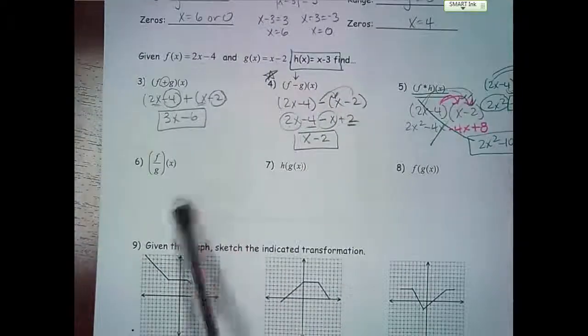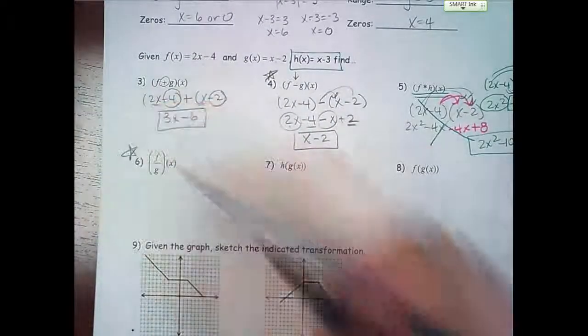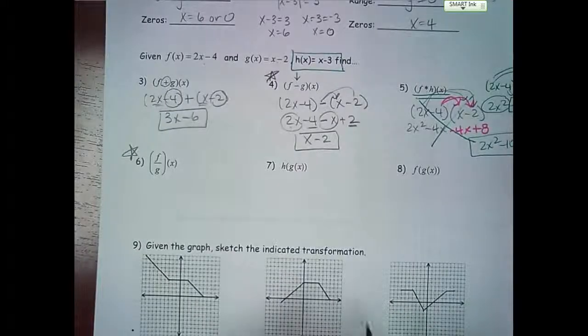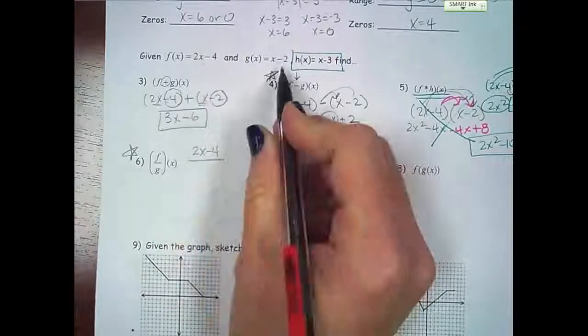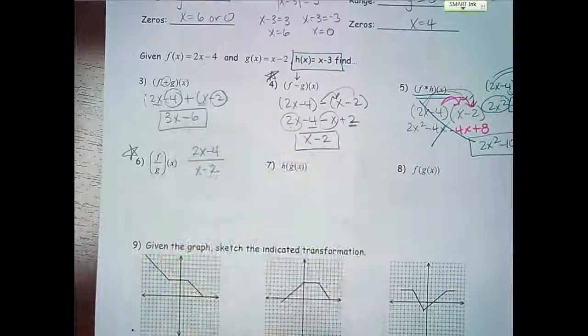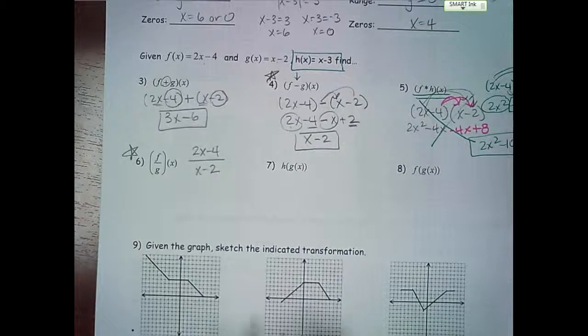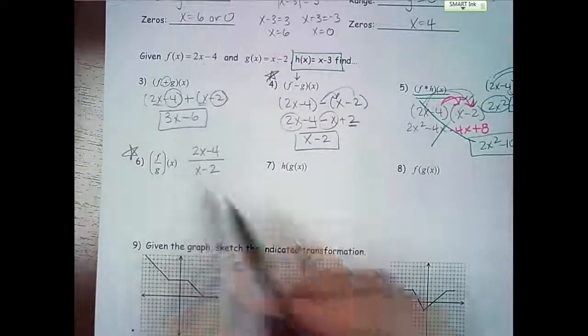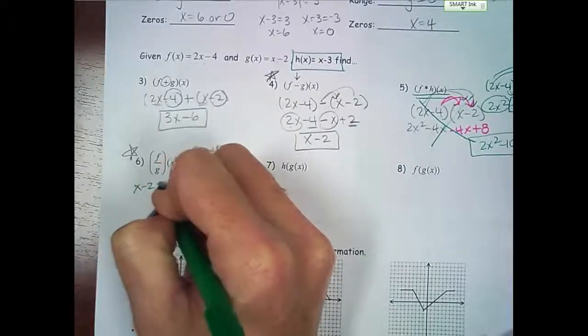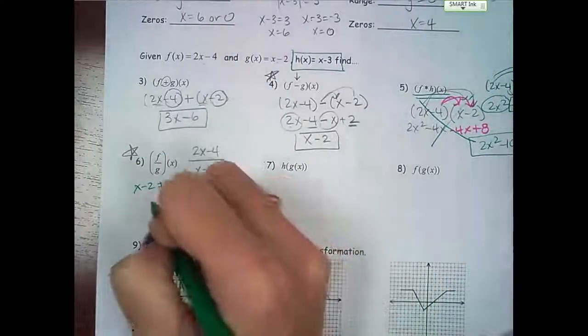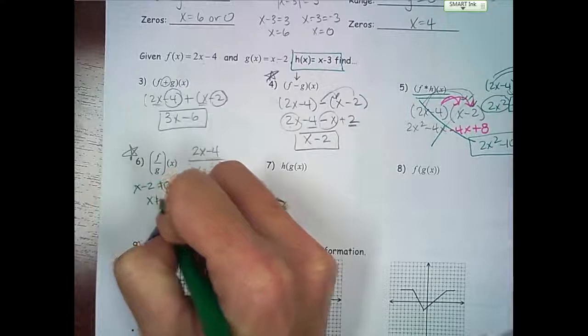All right, now go to division. Okay, remember, division kind of gets another star too, so you don't lose points. You have to remember the restrictions. So f is 2x minus 4, and g is x minus 2. Let's go ahead and take care of our restrictions. If you think about this, the denominator is not allowed to be 0. So x minus 2 cannot be 0. So when you solve for x, add 2 to both sides, so x can't be 2.